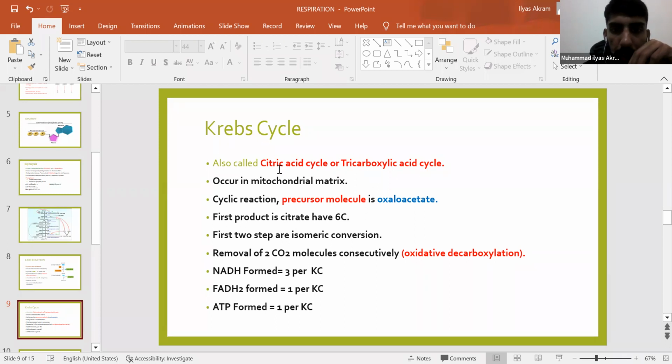This process occurs in the mitochondrial matrix, within the matrix of the mitochondrial membrane. And this is a cyclic process that occurs in a loop form. And here the precursor molecule is called oxaloacetate. The first product is citrate, having 6 carbons. That's why we call it the citric acid cycle. First two steps are isomeric conversion.